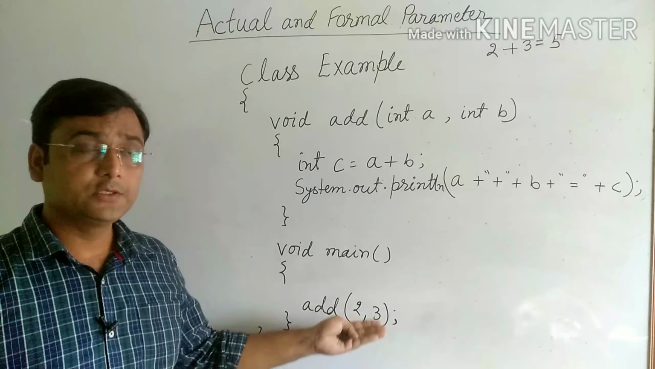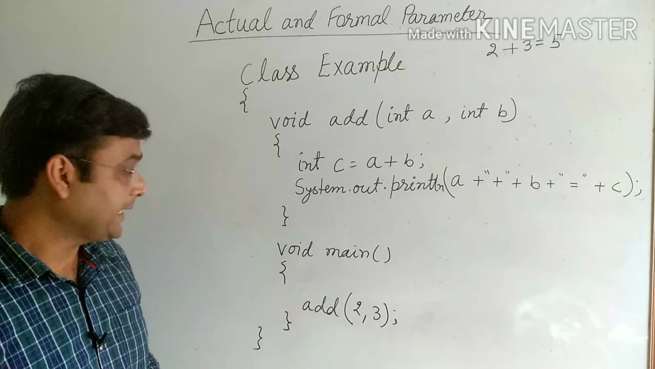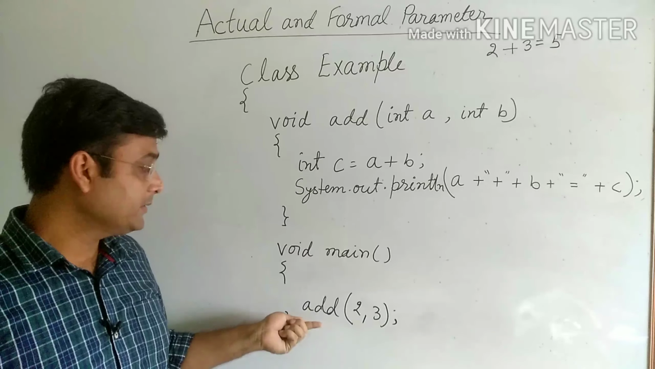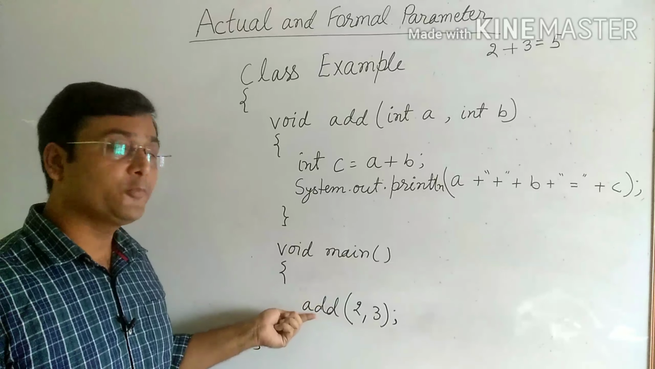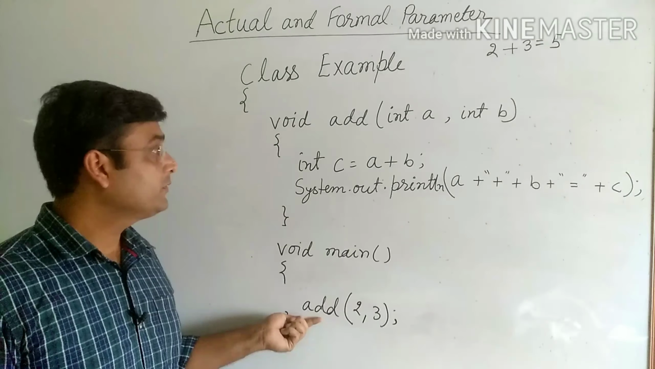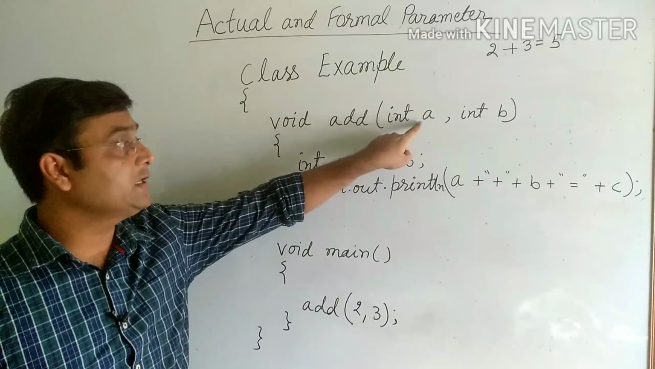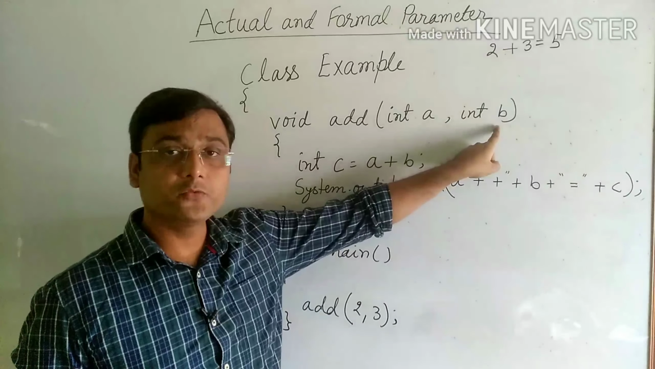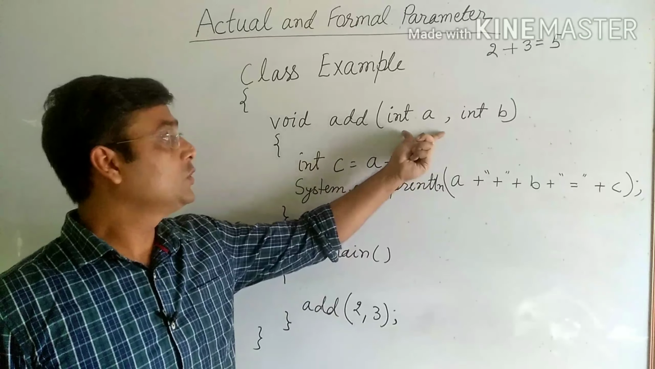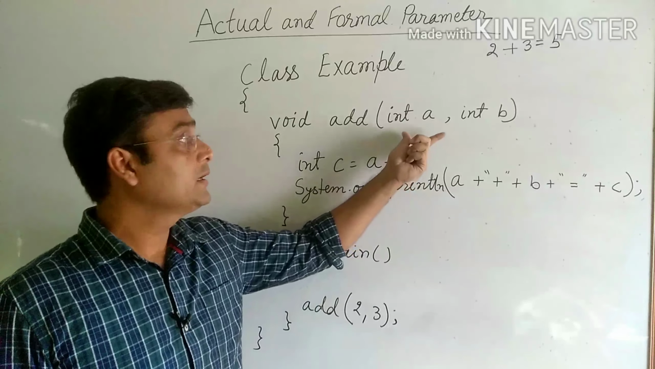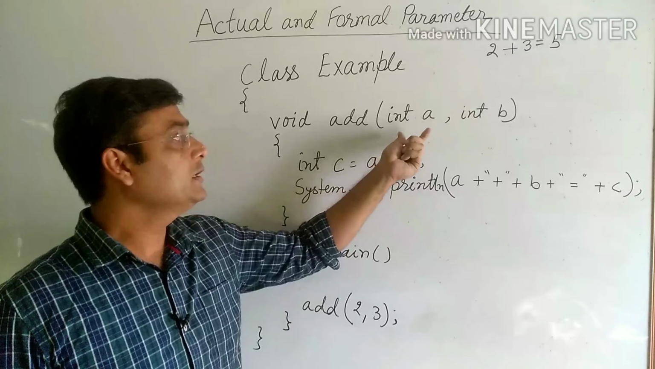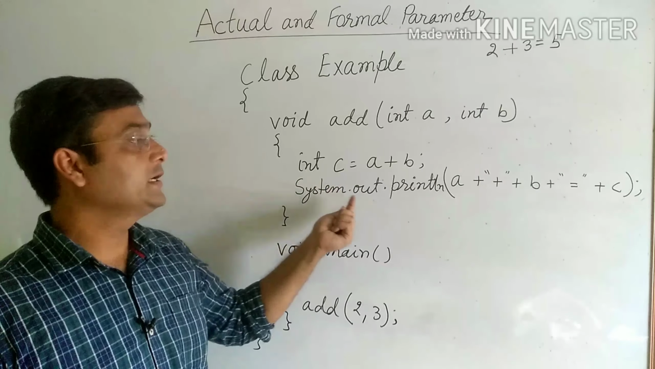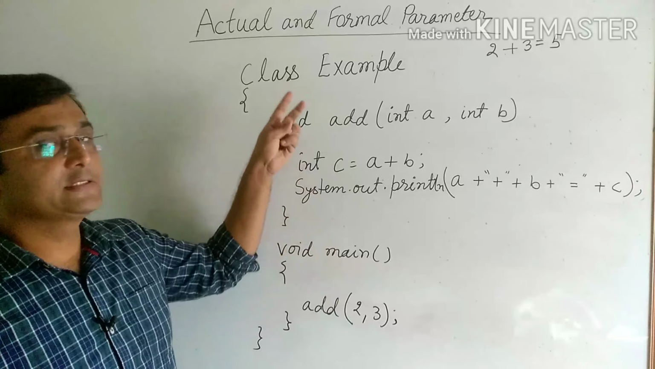Whenever I execute it, what will happen? At that time, this 2 and 3 will be passed here. At the time of calling from the main method, when the pointer comes to add, the pointer will come here and it will assign the value of a as 2 and the value of b as 3. So locally, they will be local variables. Locally the values of a and b will be 2 and 3. It will add here and after that it will print. Simply, the concept is this.